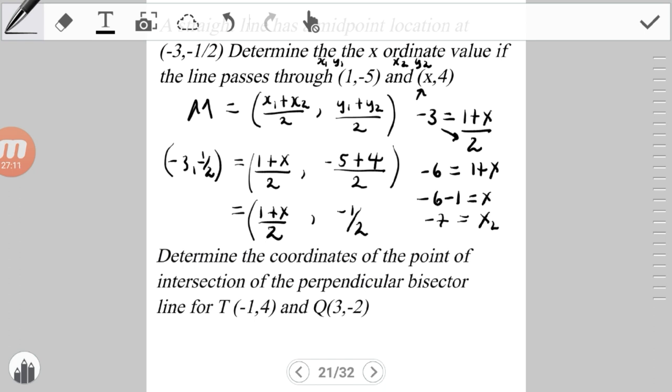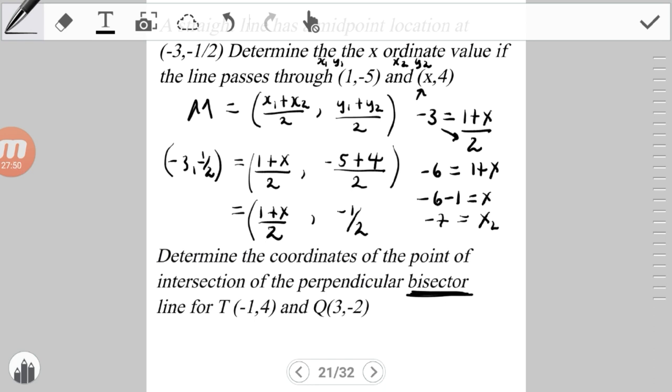So the question is structured a bit different now, and it's saying here that we should determine the coordinates of the point of the intersection of the perpendicular bisector line for t, which is minus 1, 4, and q, 3, negative 2. Now, there is no direct word that would suggest that we need to find the midpoint, but this word here, bisector, is a key word in understanding that a perpendicular bisector passes through the midpoint of a line.